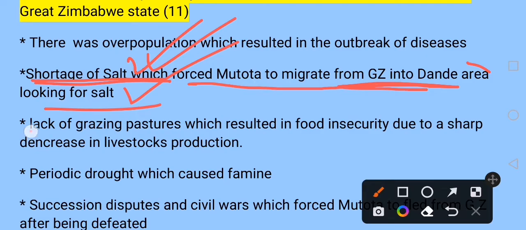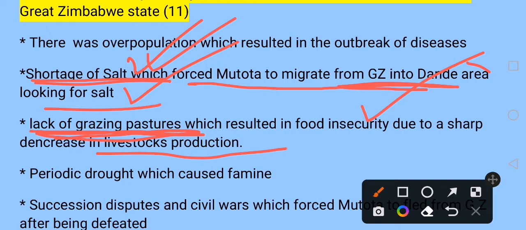Next point, lack of grazing pastures, which resulted in food insecurity. So, another factor yakakonzeresa demise, it was lack of what? Grazing pastures. And grazing pastures aibatsiridza inonzi iyo pastoralism, kureva keeping of animals. Anditika, so kana pakava ne lack of grazing pastures, it resulted in food insecurity due to sharp decrease in livestock.